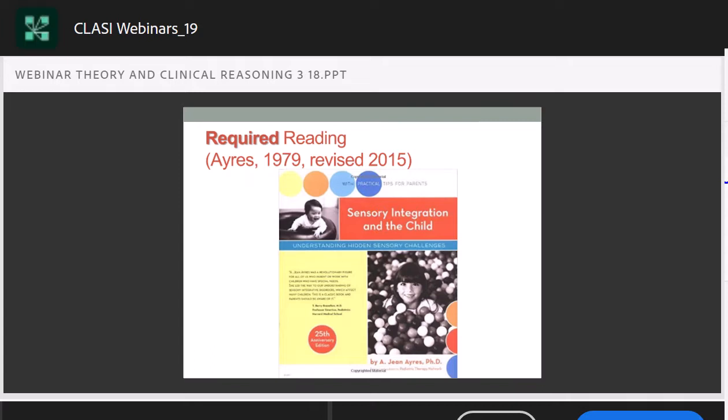I think this is essential reading. So I put that it's required. Anyone who's looking to understand more about sensory integration theory should read this book cover to cover. And I know that it's been translated in many languages, and it's available through Amazon, and the publisher is Western Psychological Services. It's essential reading.